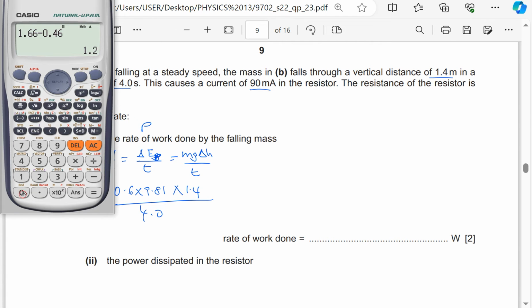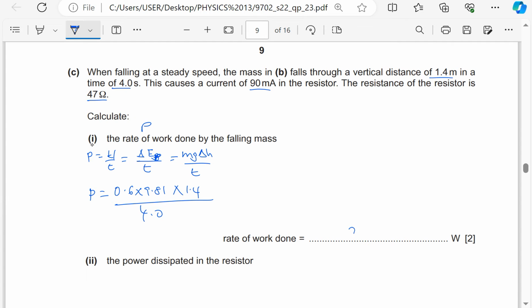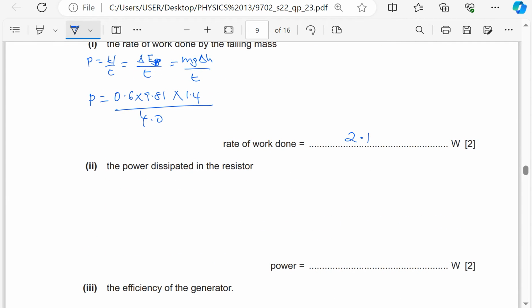So I'll just press my calculator. 0.6 times 9.81 times 1.4 divided by 4. So this is giving me 2.06 or 2.1. So this is 2.1 watts. Then the power dissipated in the resistor. Power dissipated in the resistor is given by I squared times resistance. You can use I times V. The other one is V squared over R, any of those.